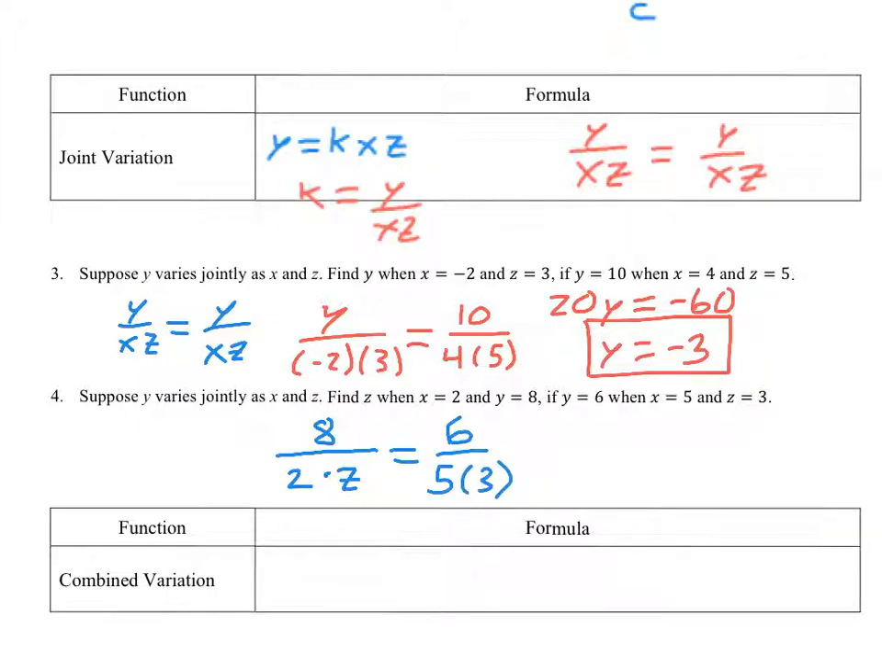So I'm going to multiply this diagonal first. 2 times z times 6 is 12z. And then the other diagonal, 8 times 5 times 3. 40 times 3 is 120. So z equals 10.